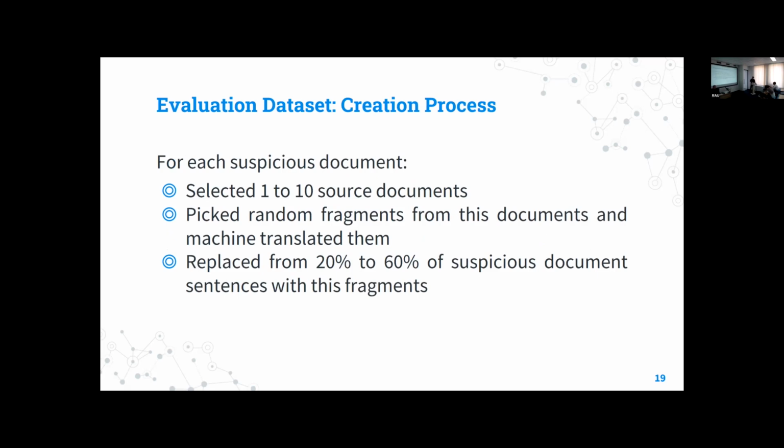How we created it? For each suspicious document, we took from 1 to 10 source documents. We randomly selected some fragments from them, then machine translated them, and replaced 20 to 60% of the suspicious document fragments with those translated documents.